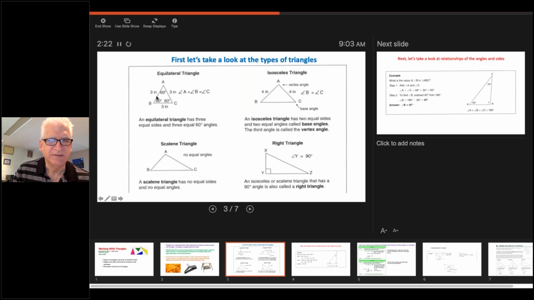Equilateral means that the three sides are all even. In this case, they are all 3 inches. You can also say that this triangle is equiangular because all the angles have the same measure of 60 degrees. But it's equilateral because the sides are all equal.